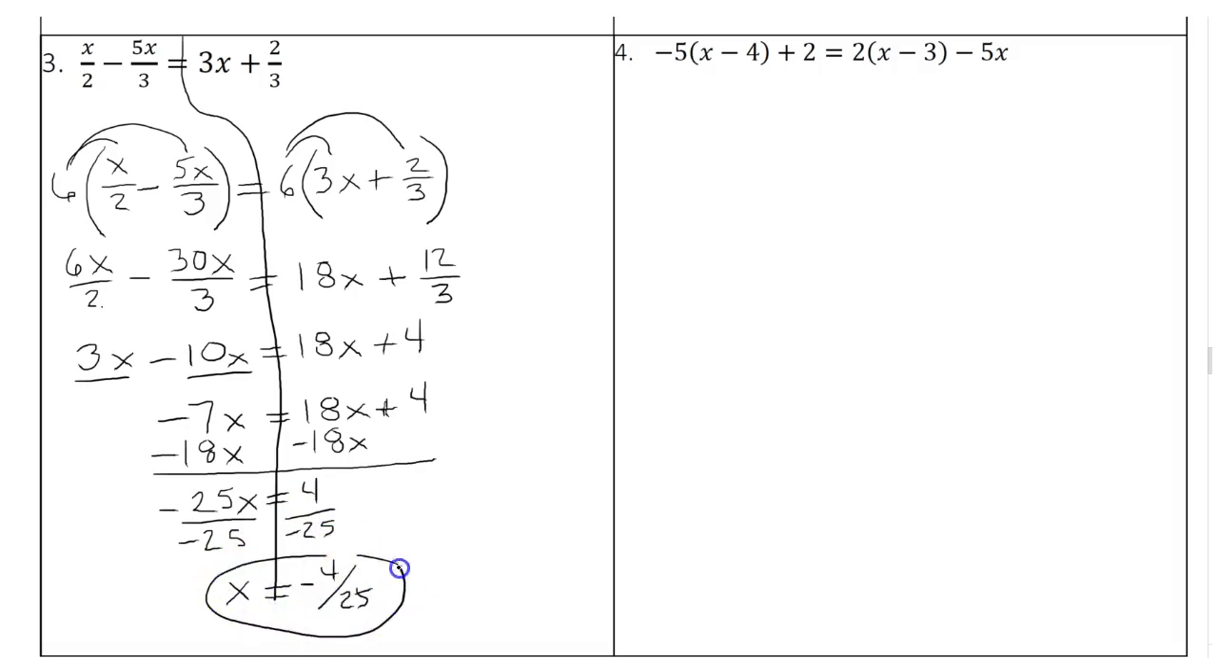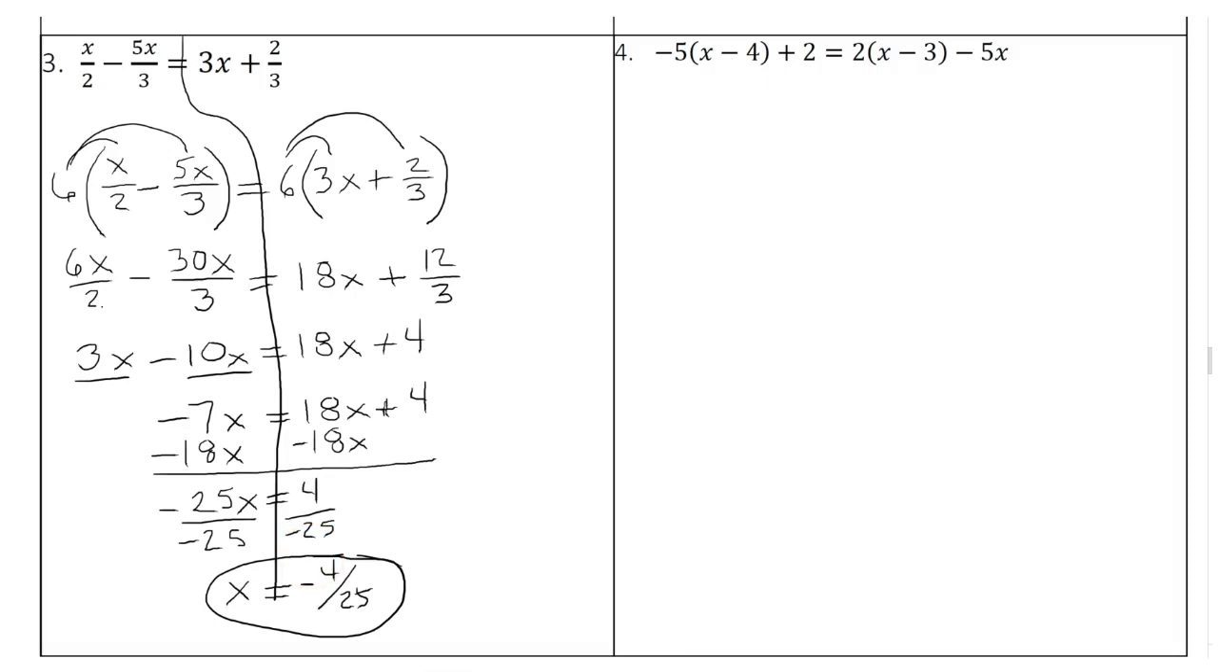Now pause the video and try the next example yourself. Remember the order. Start with distribution, look for combining like terms, move the variable by adding or subtracting, then add or subtract a constant, then multiply or divide. When the variable is isolated, you have completed the problem.